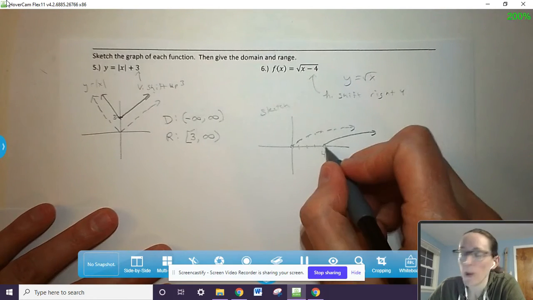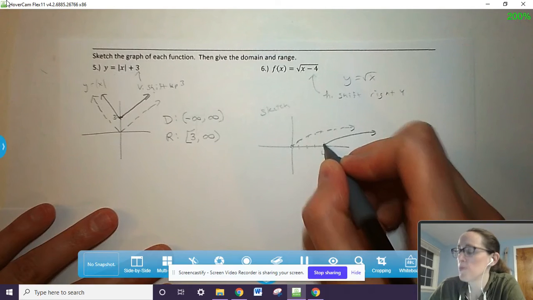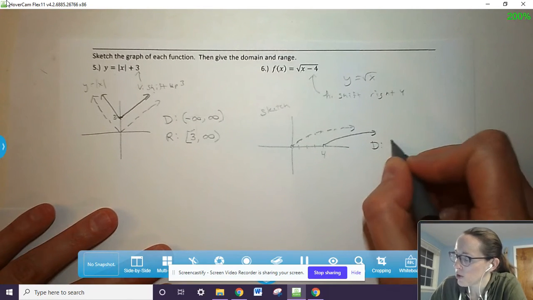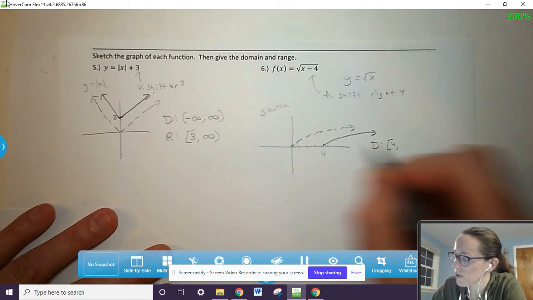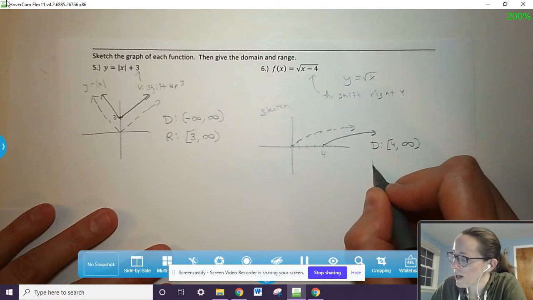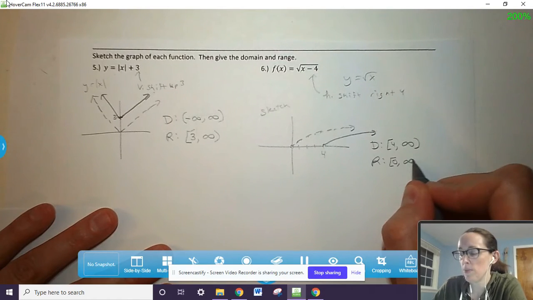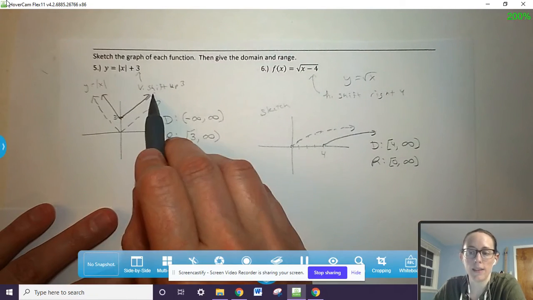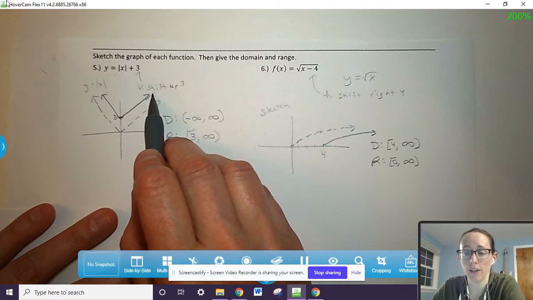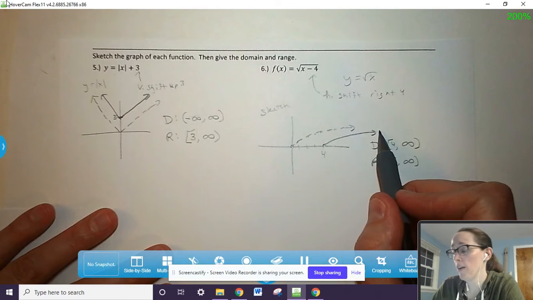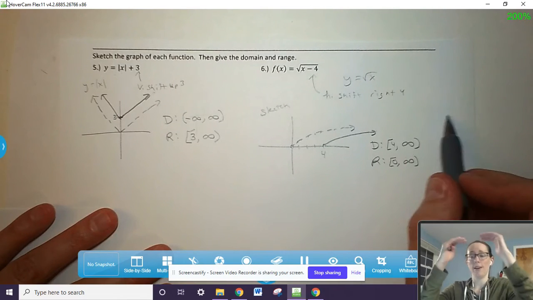The fact that the endpoint is 4, 0, the fact that this goes up to the right forever. The domain starts at 4, including 4, and goes out to the right forever. And the range, the lowest y we need is 0, and it goes up forever. It doesn't go up nearly as fast as the absolute value graph or a quadratic function, but it goes up to the right forever unbounded. It's going to go up forever, up, up, up. There's no limit on how high it can go.